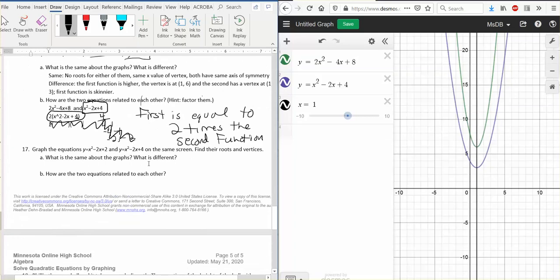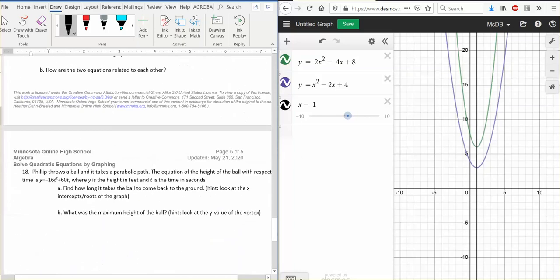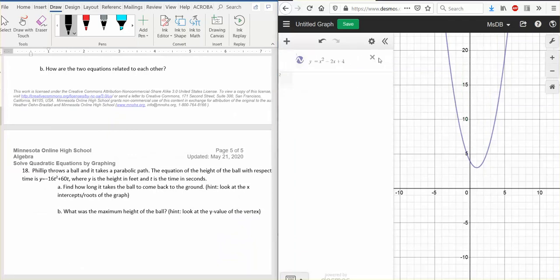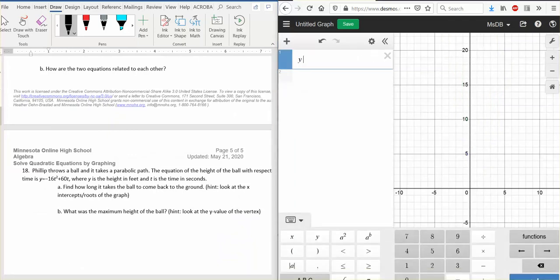All right, so number 17 is very similar. You are going to graph them, and you're going to see how they're related to each other. And then there's one more question. This is a real-world-based problem. You can graph the equation, and then you can see how long it takes the ball to come back to the ground. Let's just graph this function quick so we can look at what's happening. It says y is equal to negative 16, instead of t, write x squared, plus 60x. And the question says, how long does it take the ball to come back to the ground?